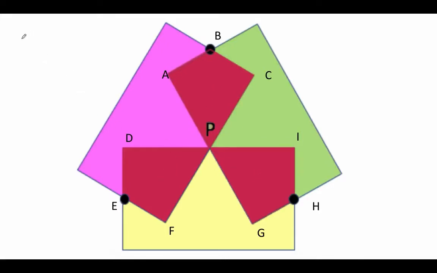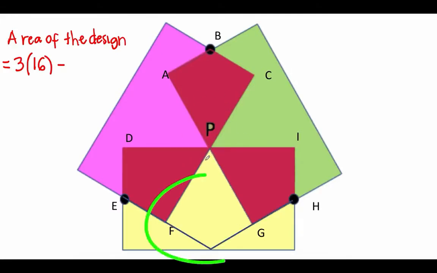So what we want to find is the area of the design, and that area is equal to the area of the three rectangles, and each rectangle has a given area of 16 square meters, minus the area of the three kites. And we do not know the area of the three kites. What we can do is extend this side and extend this side, and let's call this point point J. Since we are given a rectangle, we know that this angle here is a right angle.